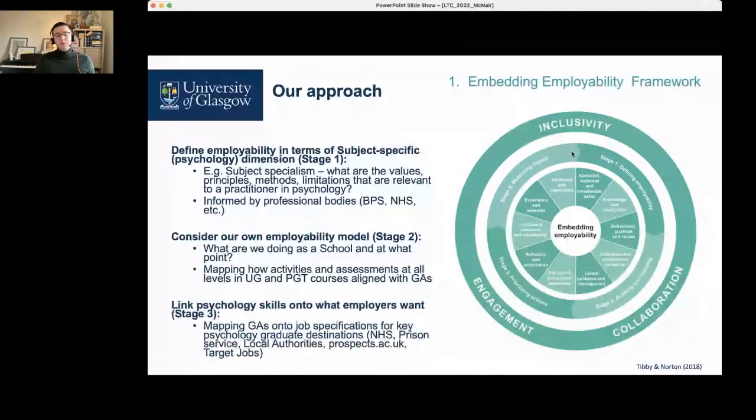And then lastly, we wanted to link what our psychology students are doing as part of their programs onto what employers are looking for and make those links clear for students. So we mapped the graduate attributes that students are developing onto job specifications for key psychology graduate destinations. And we looked at key employers like the NHS, the prison service, local authorities, and also general employment websites like Prospects and Target Jobs.